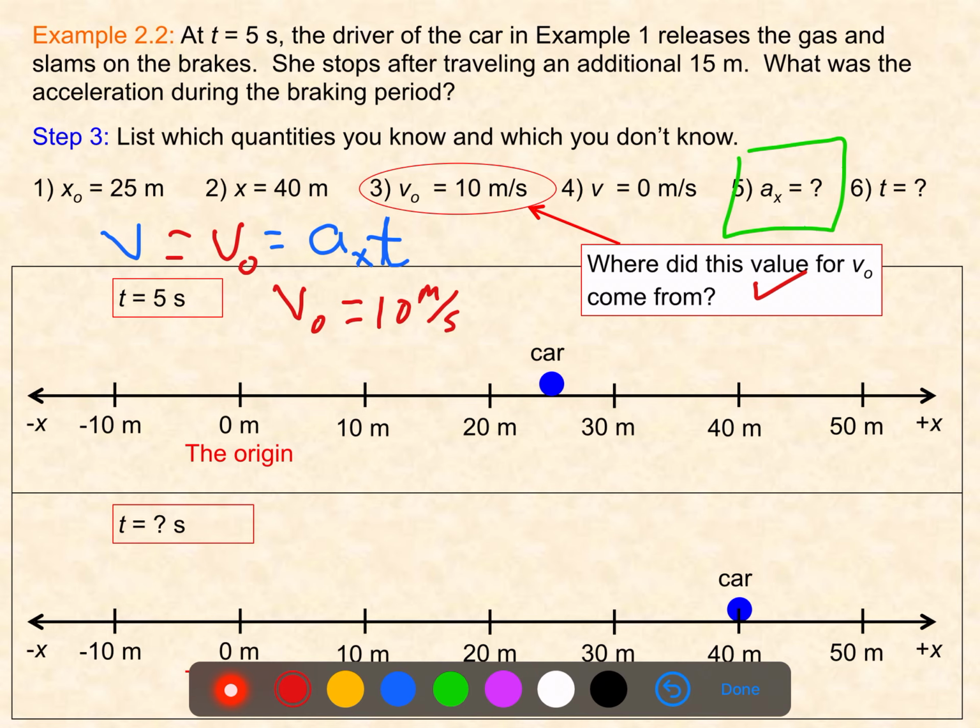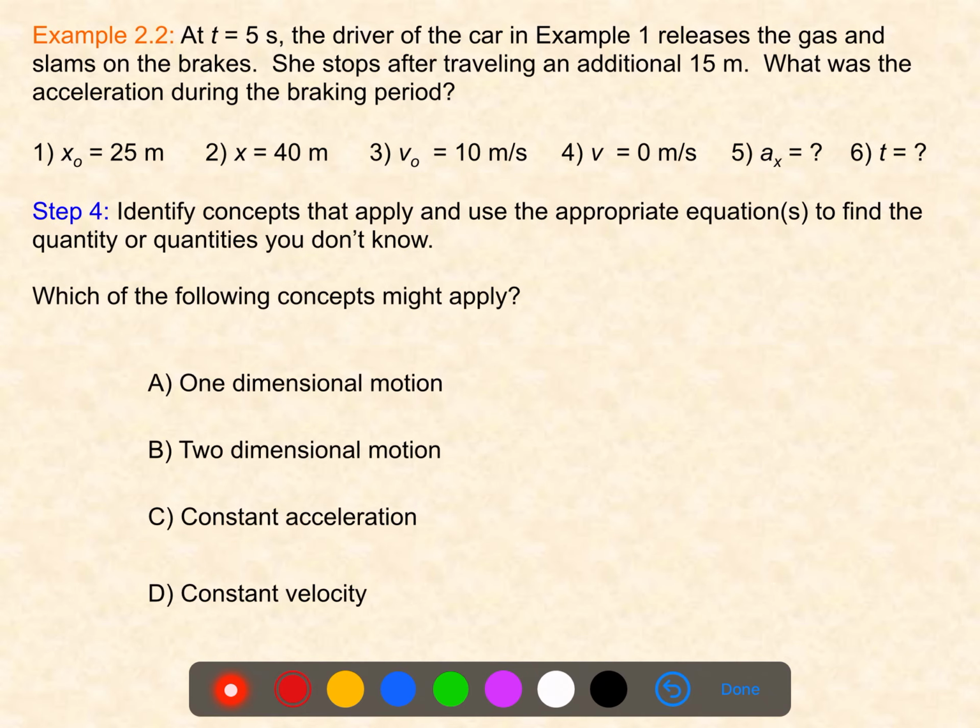So in order to get to this, let's think about what concepts apply, as step 4 guides us to do. It's really the same idea as before. We're dealing with one-dimensional motion and constant acceleration. We're not climbing hills, and our velocity definitely is changing if we are applying the brakes.